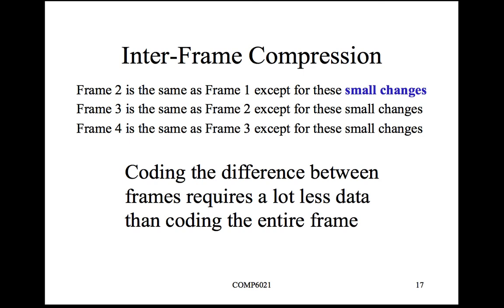In some respects, it's a very elaborate form of difference coding, where you compare one sample with the previous sample and you code the difference between them. It's really just that principle taken to a two-dimensional multi-value array. So coding the difference between the frames requires a lot less data than coding the entire frame.